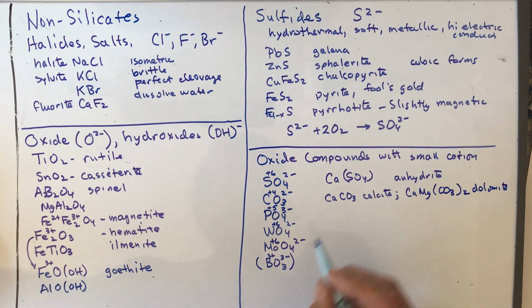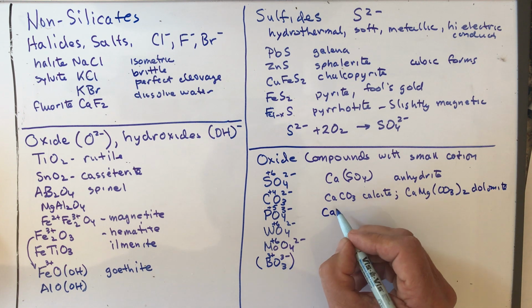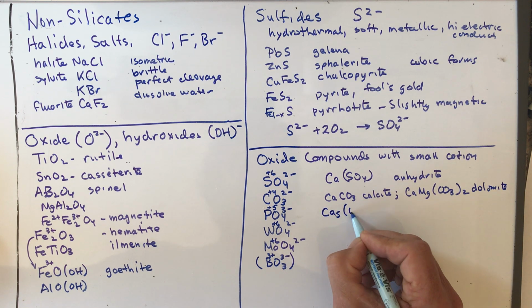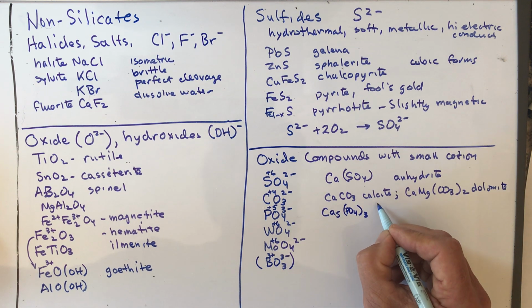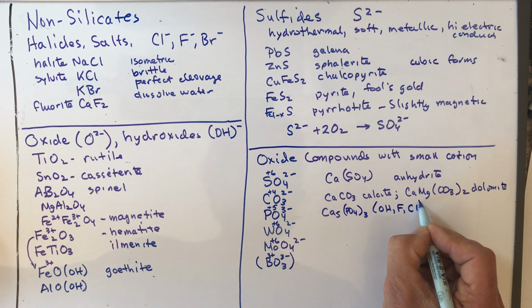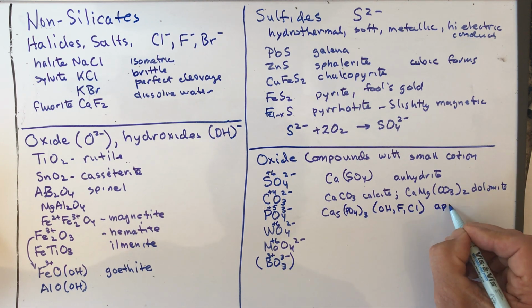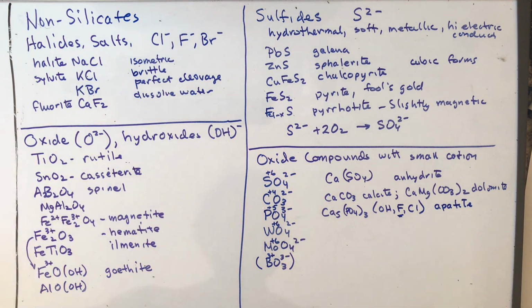And then phosphate, a common one is apatite, which forms your teeth, Ca5(PO4)3 and then an OH, F, or Cl. Apatite. The good one is the fluoroapatite. That makes your teeth very strong.